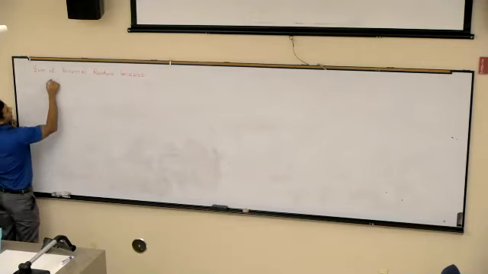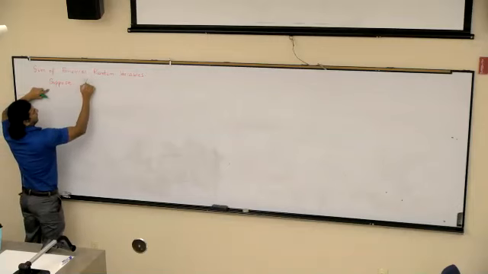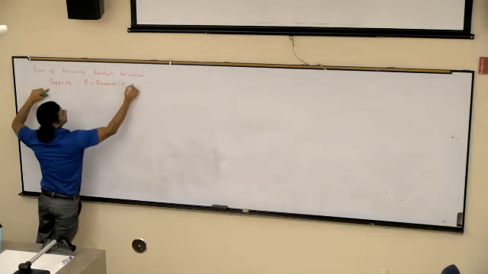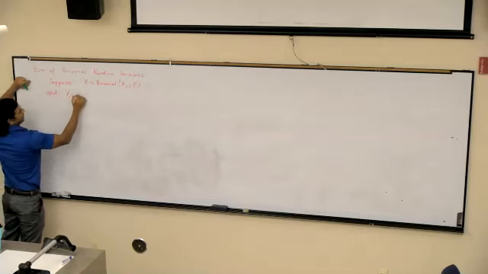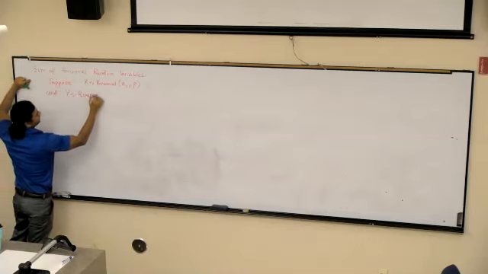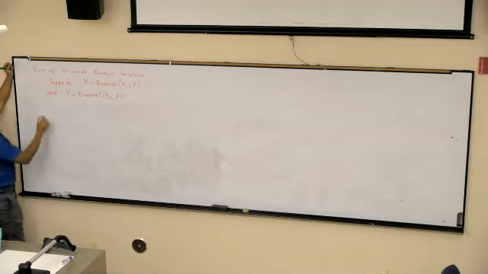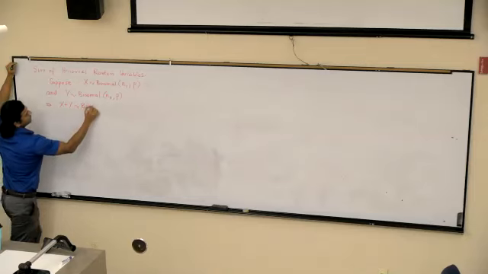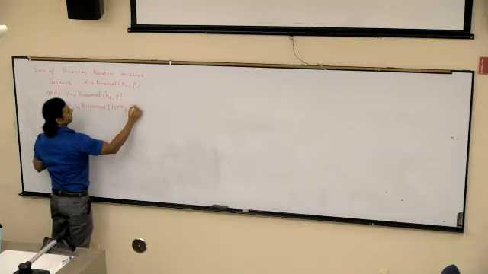Condition number one. Well, I'll write the condition for a second. Suppose X is binomial n1 comma p and Y is binomial n2 comma p. That would imply X plus Y is binomial n1 plus n2 comma p.